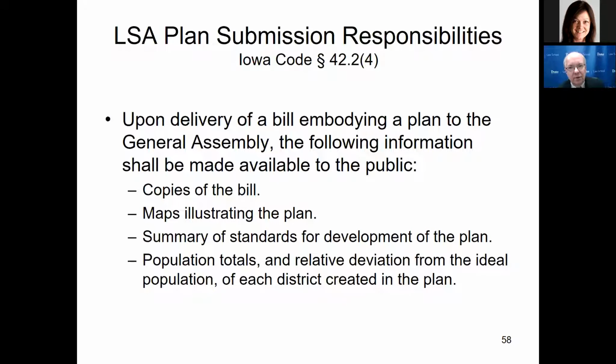The duties of the Legislative Services Agency upon delivery of the bill are also established by Iowa law. We're required to provide to the public copies of the bill, maps illustrating the plan, and a summary of standards for development of the plan, to include population totals and the relative deviation from the ideal population of each district created in the plan, so population statistics.